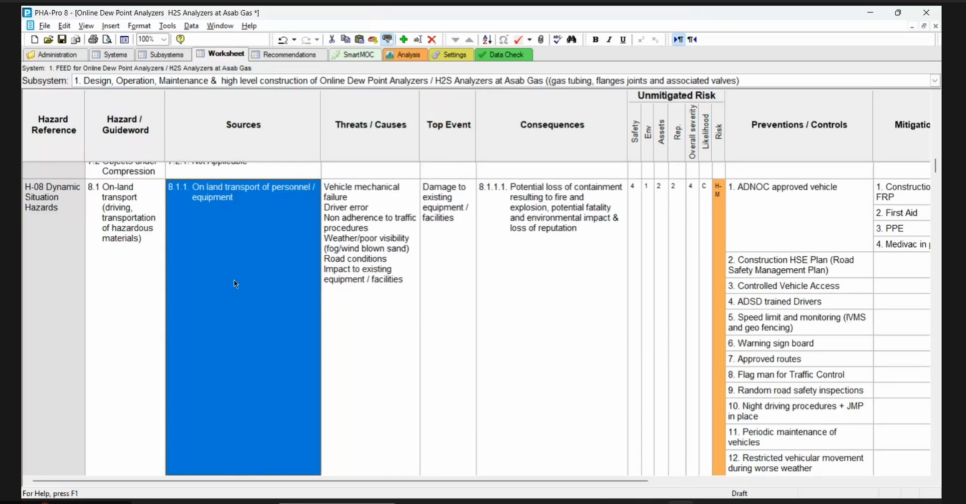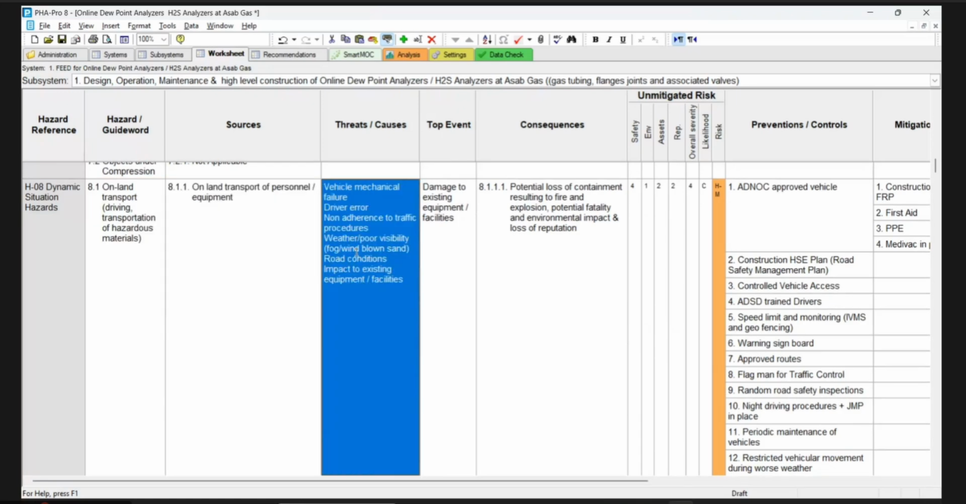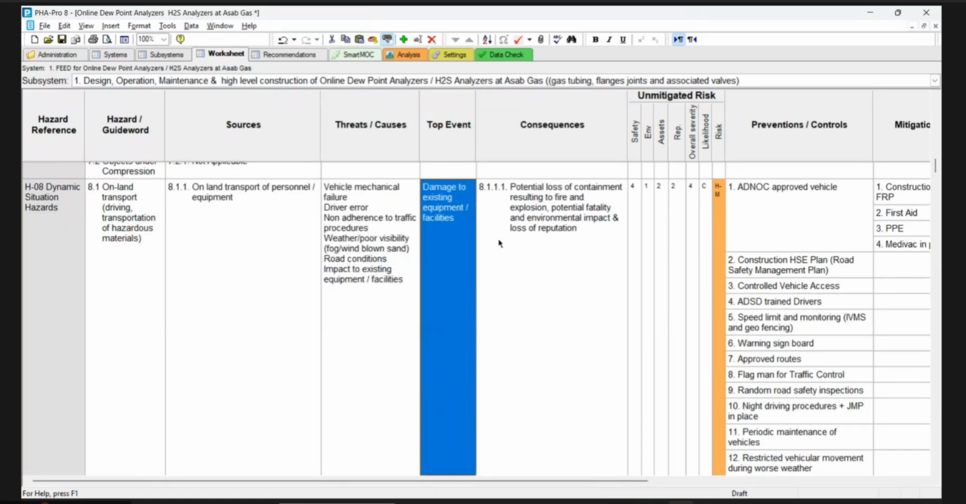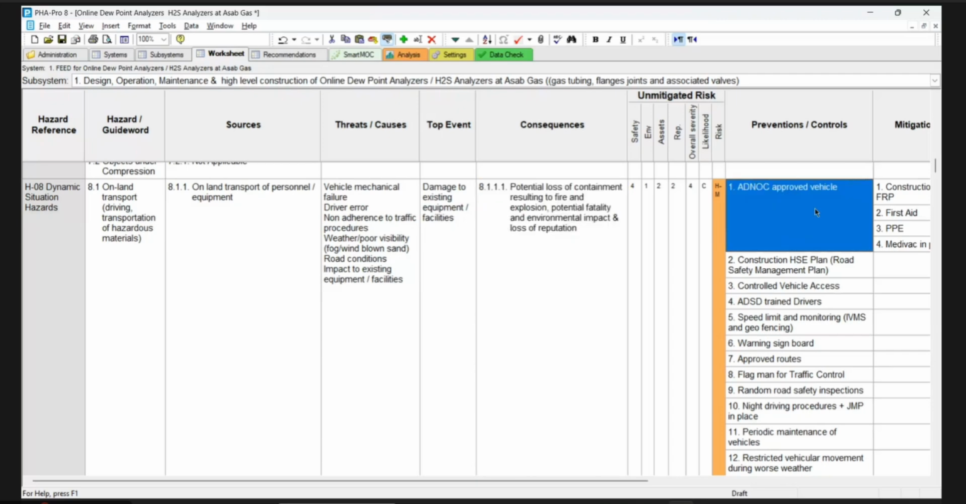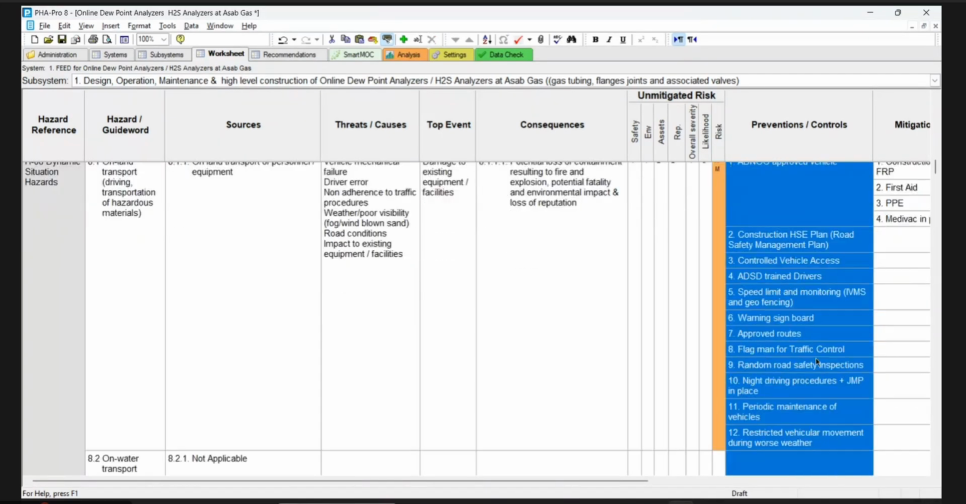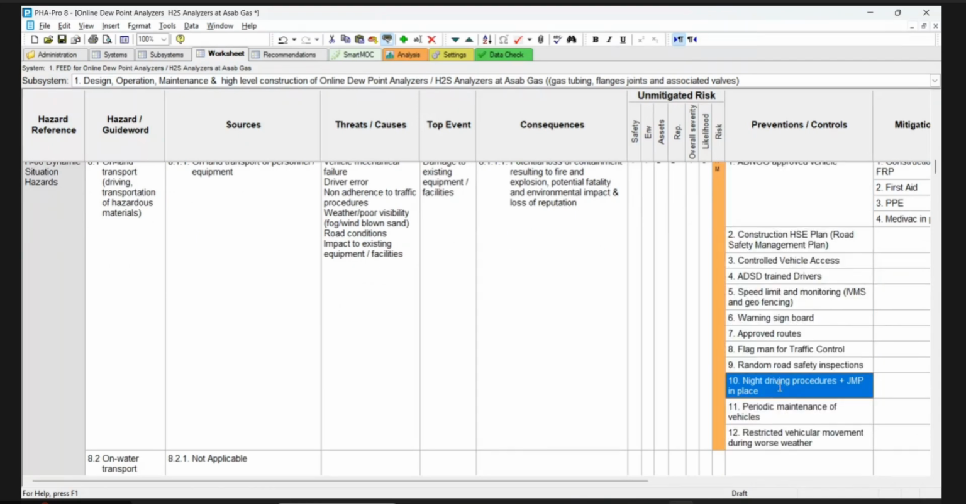So this is standard approach, and we are having the standard threats and top events and damages. These are the standard control measures. For night driving, you are going to allow night driving, yes or no? We will remove it. Keep it. Night driving is sometimes they will do it. Oh, okay, so let us keep it.